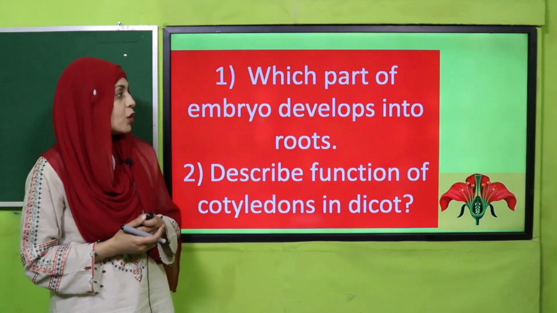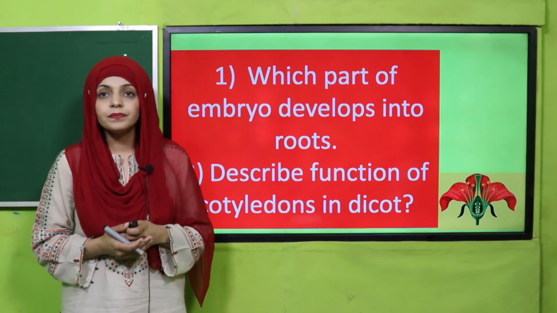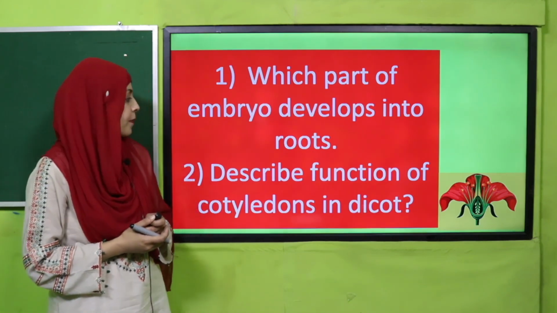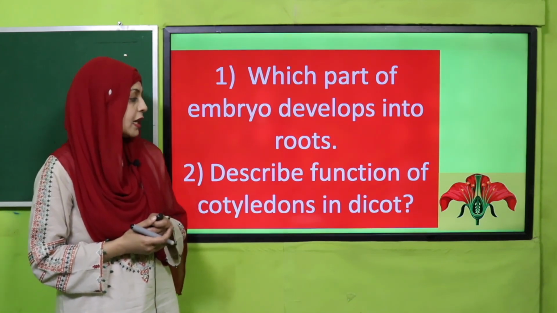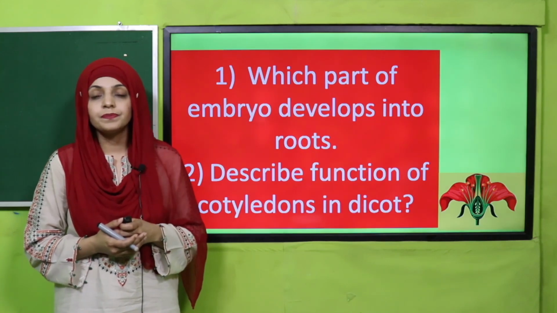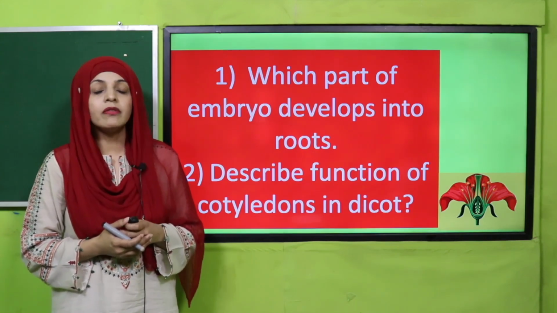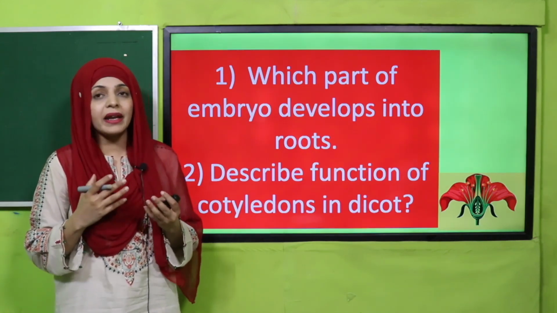Which part of the embryo develops into roots? Radicle. Very good. Describe the function of cotyledons in dicot. Very good. They store food in them and provide energy.